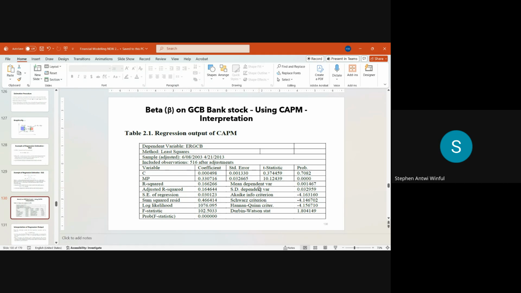And so, since the p-value of the beta of the MP in this context, which is 0.33, is significant, you are looking at the p-value. You see the p-value there, you have 0.000. That connotes that the variable is significant. It means that we can rely on and use the estimated beta of the MP.